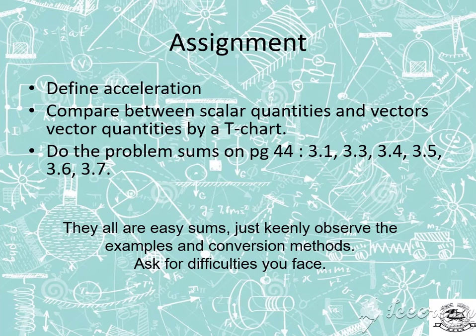Now today's assignment is that you have to define what is acceleration. Then you have to compare between the scalar quantities and the vector quantities by forming a T-chart. You can re-watch the video if you have any confusion. And you have to do the problem sums from the book, page number 41, 44. And the sums are 3.1, 3.3, 3.4, 3.5, 3.6, 3.7. They are all easy sums, so you need to just be keen to observe the example and the conversion methodologies. If you find any difficulty, you can ask.